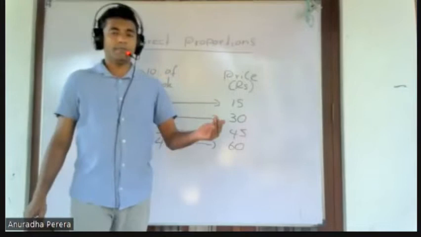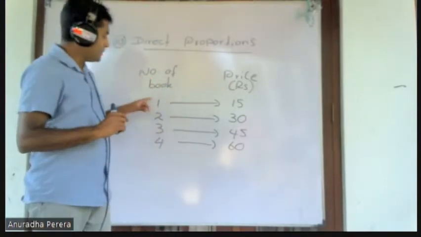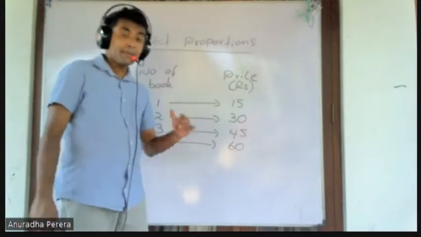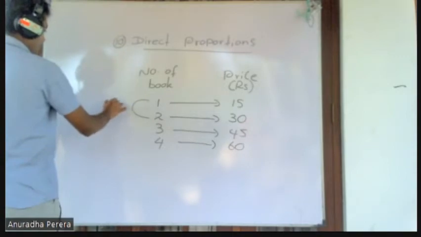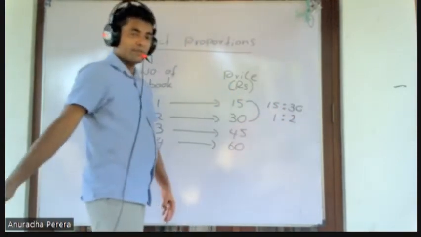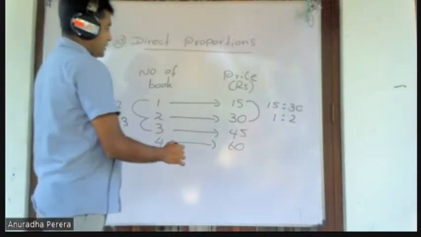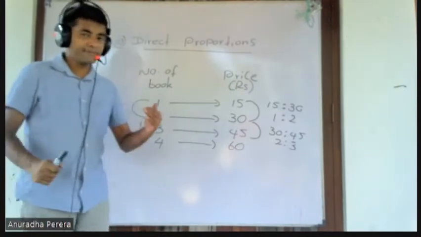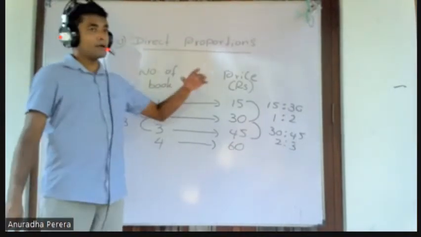When one quantity increases, the other one also increases with the same ratio. What do we mean by the same ratio? When the number of books increases, the price increases, and with the same ratio. If you consider the ratio between these two, it is 1:2. The ratio between these two prices, 15:30, in the simplest form is 1:2. For these two, the ratio is 2:3, and 30:45 in the simplest form is 2:3. When the number of books increases, the price increases with the same ratio. Such a relationship is called a direct proportion.